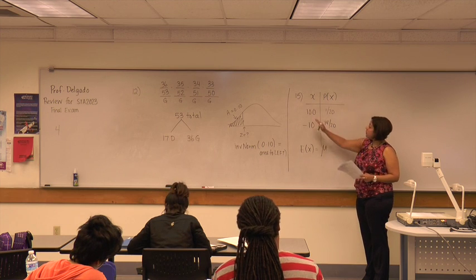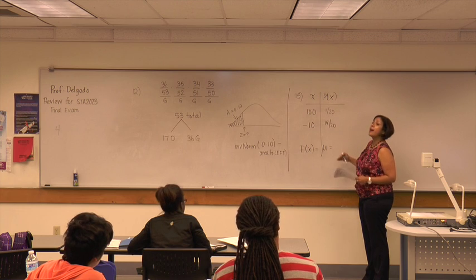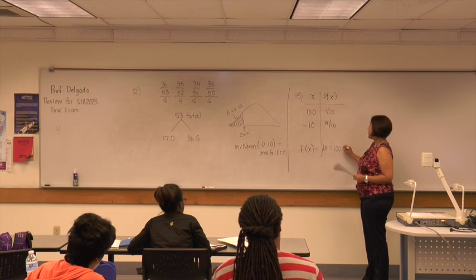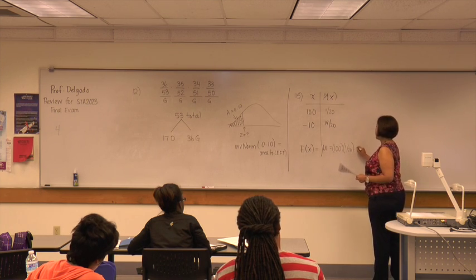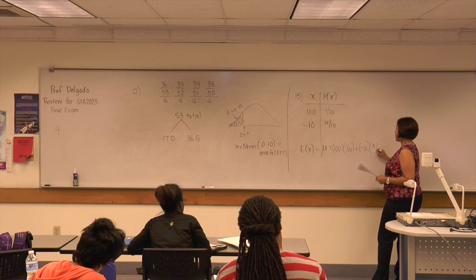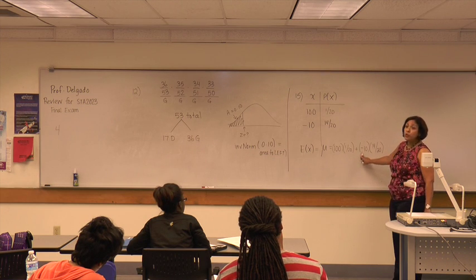And to find the mean, we multiply each x value by its corresponding probability, and then we add up those products. So we can do 100 times 1 over 20 plus negative 10 times 19 over 20. Make sure that you have that negative sign when you lose money.